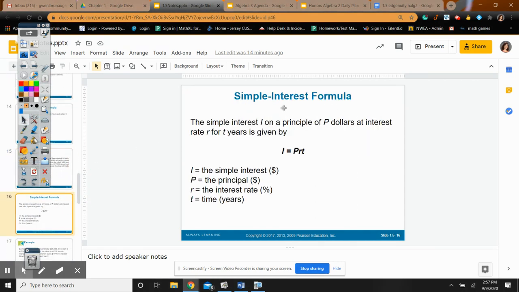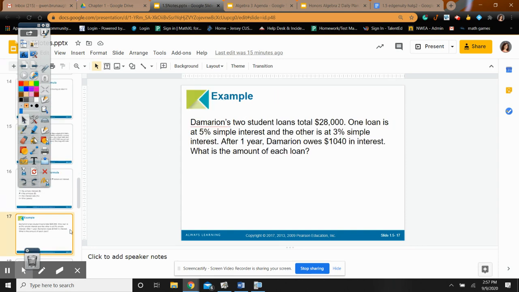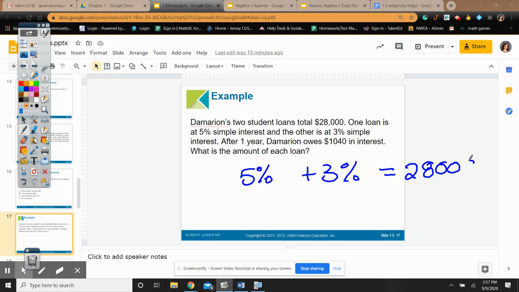Okay, compound interest or simple interest, it's just going to be the principal times the rate times the time. And the rate we'll use as a decimal, like 0.0-something. Principal is the initial amount that you invest, and t is going to be time in years. So Damarian has two student loans, and it's $28,000, okay? One loan is at a 5% interest rate, and then he has another one at a 3% interest rate, and altogether he has $28,000 in the loans.